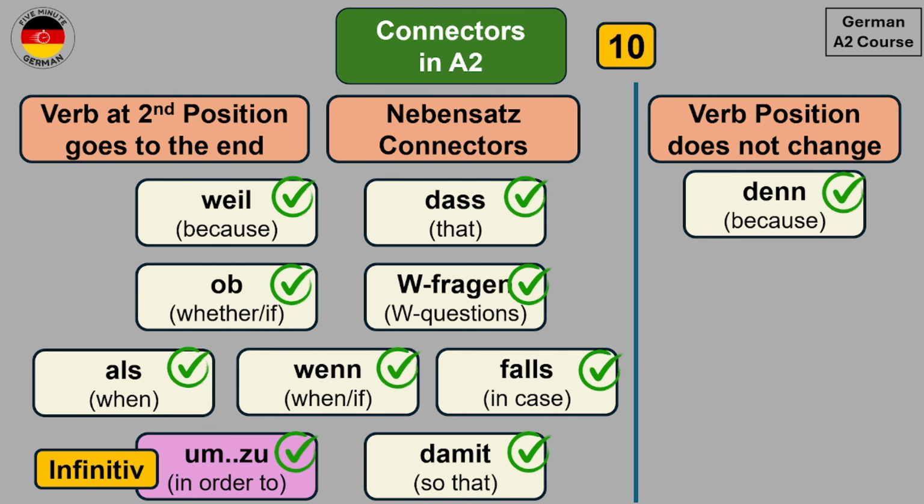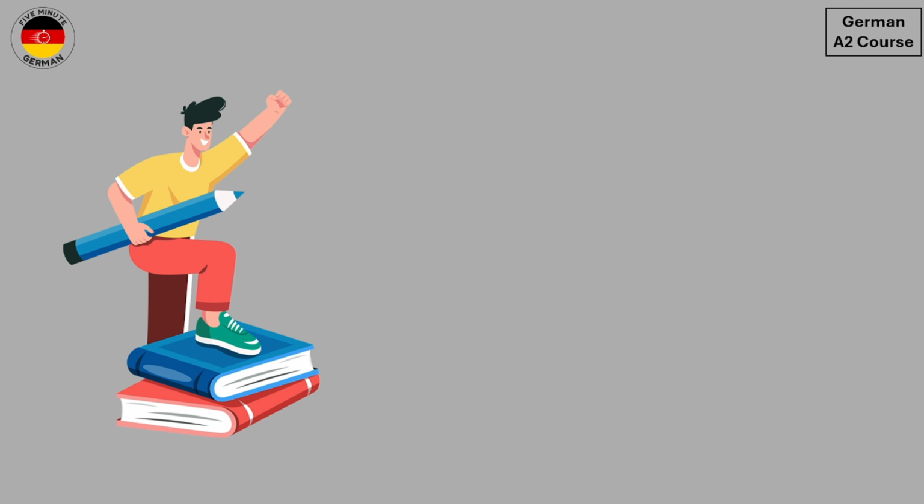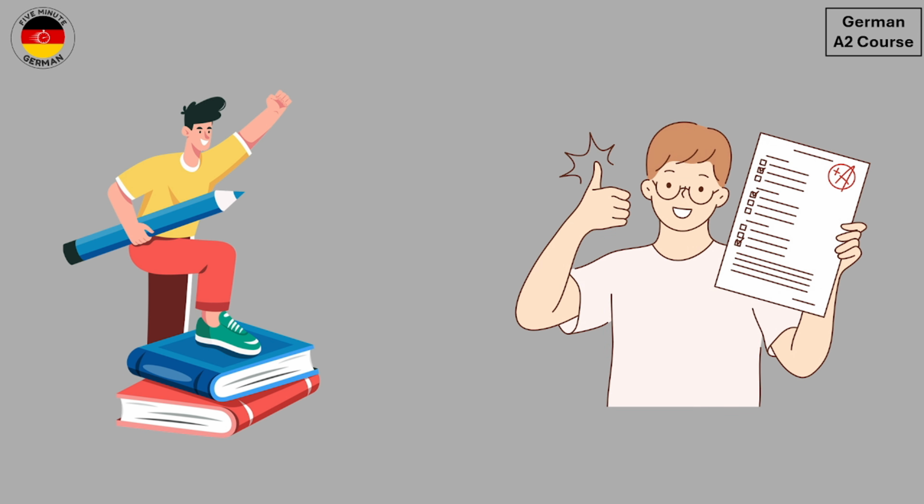So you can take a screenshot of this slide over here so you can take a look at it before the exam to see in which connectors the verb goes to the last position, so that you can use them correctly in the sentences. So these connectors are a major part of the A2 course. And now since you have learned them, you are ready to use them in the exam and get good marks.